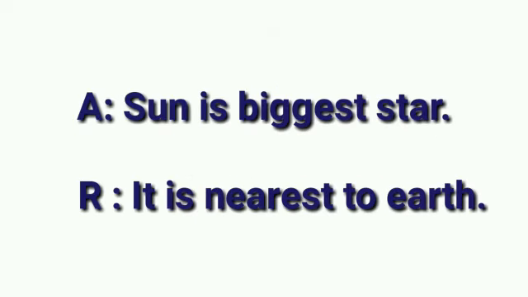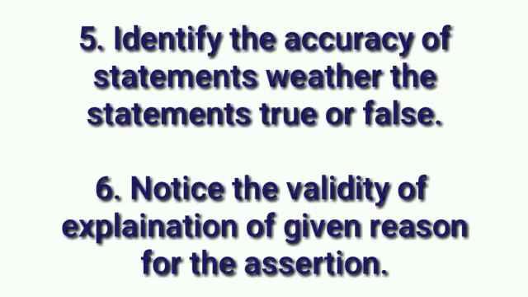The example is: the assertion is the sun is the biggest star, and the reason provided is it is nearest to earth. Here the keywords are biggest and star. Sun is a star, that is right, but whether it is the biggest or not, and the other is nearest to earth. These are the two phrases. Now what will we do?